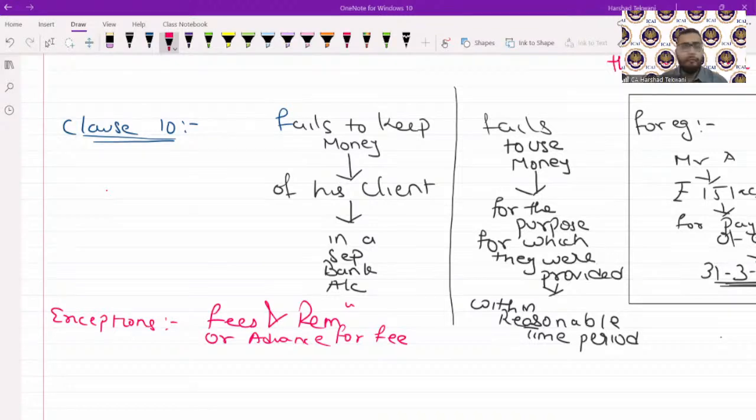You may be asked, what if we are getting money in some other capacity? Sometimes we receive money in the capacity of a trustee or a liquidator. In that case, the money should be put in a separate bank account immediately. So this was my clause 10, where a member in practice fails to keep money of his client in a separate bank account or fails to use money for the purpose for which it was provided within a reasonable time frame.